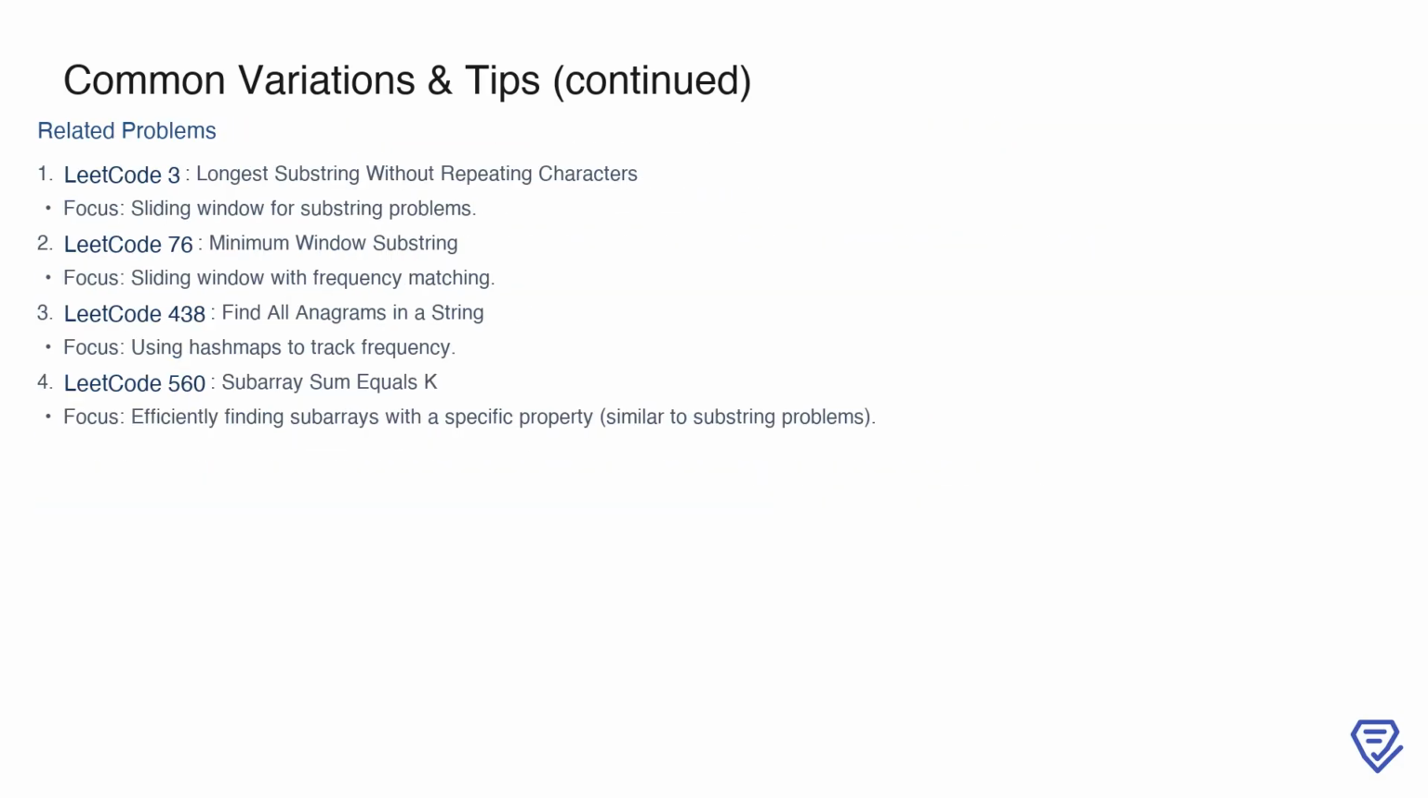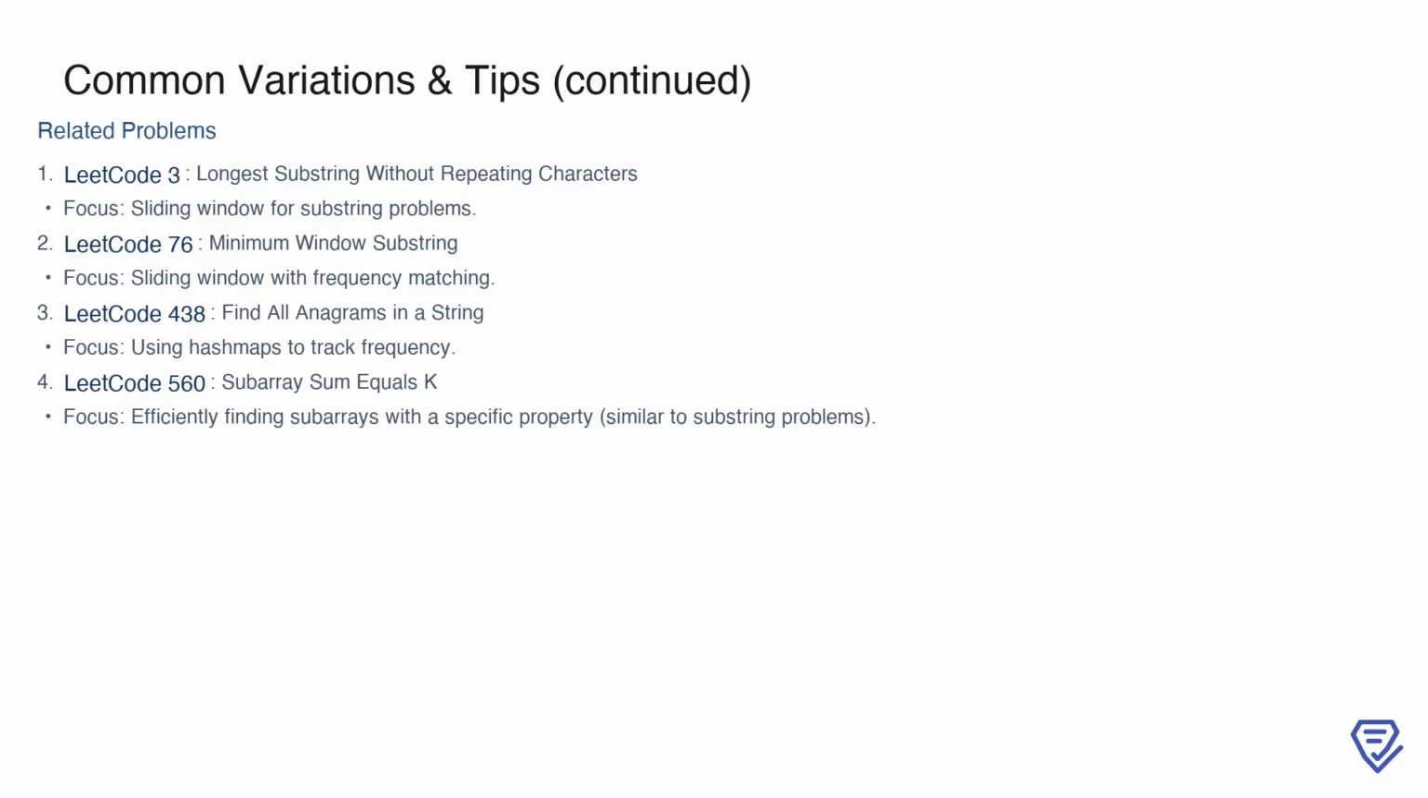This problem shares similarities with a few other problems that you might want to explore to deepen your understanding. For instance, LeetCode Problem 3, Longest Substring Without Repeating Characters, focuses on applying the sliding window technique to substring problems. LeetCode 76, Minimum Window Substring, is another great example that uses sliding windows combined with frequency matching, which is very relevant here.